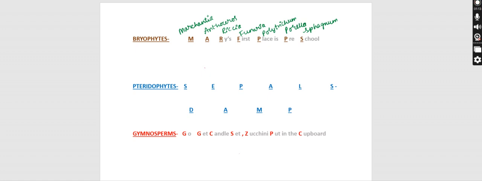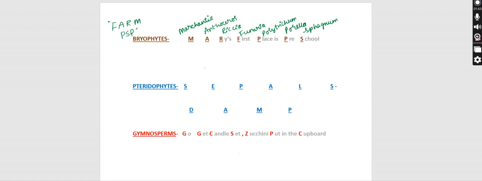So the next one is the pteridophytes. Actually, coming to these bryophytes, if you want to remember in another form, you can remember it as FARM PSP. So here FARM PSP is F for Funaria, A for Anthoceros, R for Riccia, M for Marchantia, Polytrichum, Sphagnum, Porella. So you can remember in this way as well.